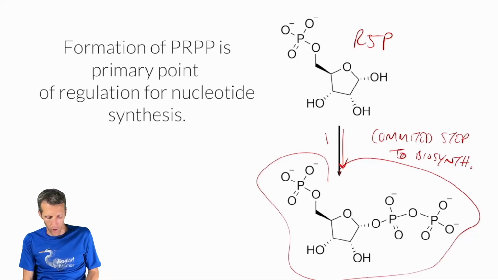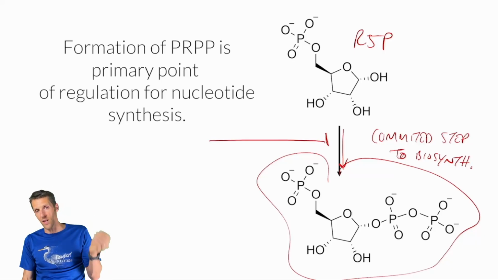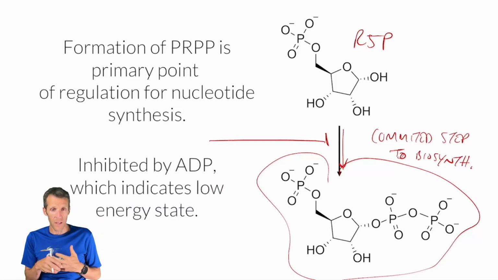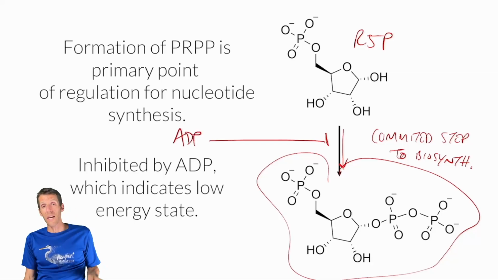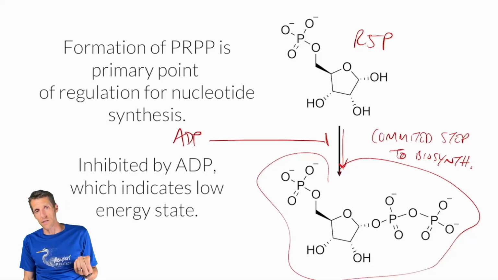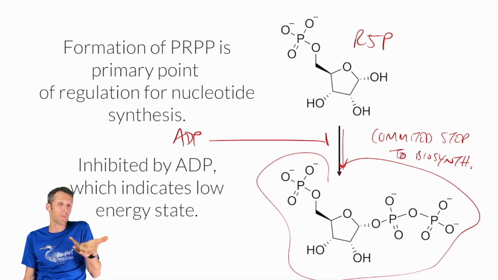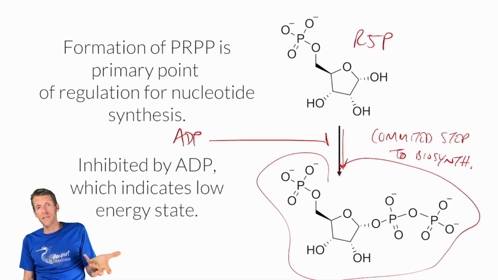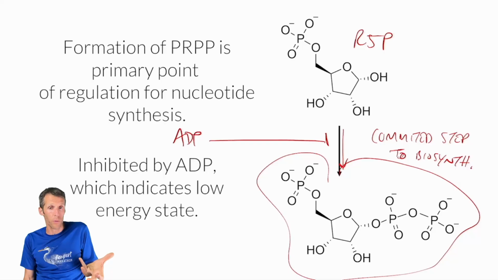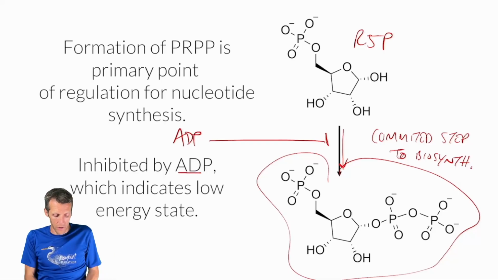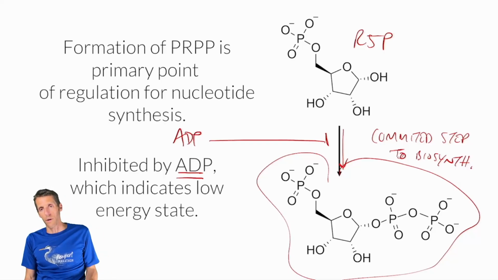So this is a primary point of regulation for that, because if you can stop this, you can basically stop nucleic acid synthesis. It's inhibited by ADP. And what does ADP do? ADP is indicating that the cell's energy state is low, right? If you start seeing ADP concentrations going up, that's saying you're using lots of ATP. That makes sense, right? Do I want to make a bunch of energetically expensive nucleic acids when my energy state is low? The answer is no. So the low energy state ADP says stop making a bunch of nucleic acids.